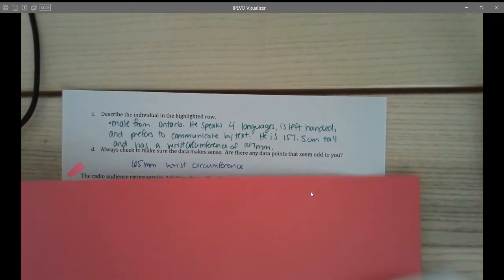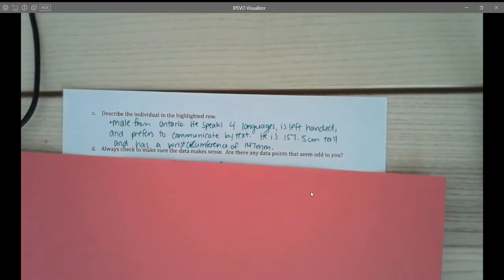Okay, so my description, you'll notice I've used complete sentences. Male from Ontario. He speaks 4 languages, is left-handed, and prefers to communicate by text. He is 157.5 centimeters tall and has a wrist circumference of 147 millimeters. So all I've really done here is list out the information, but it is important that you can pull information from a table like this. So while it might seem pretty easy, make sure that you're able to do this and kind of pull information from a chart.